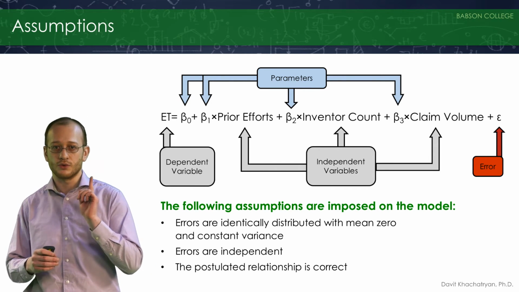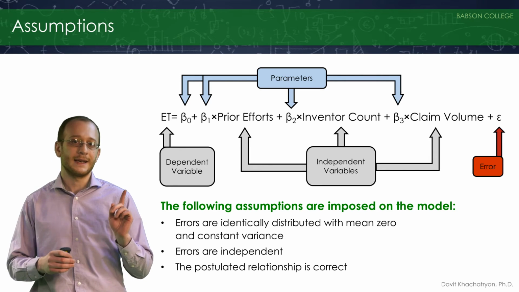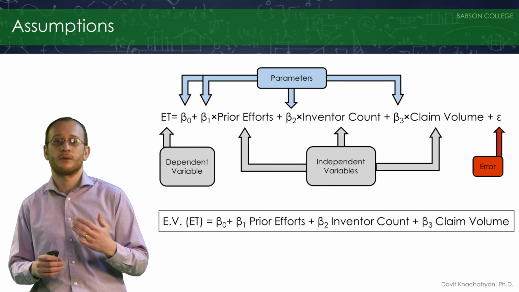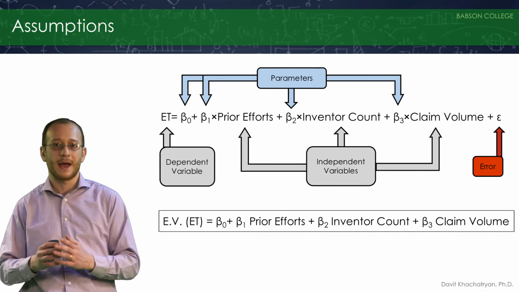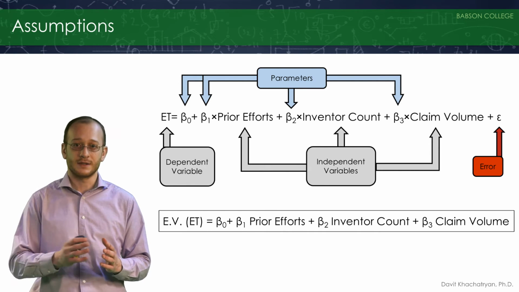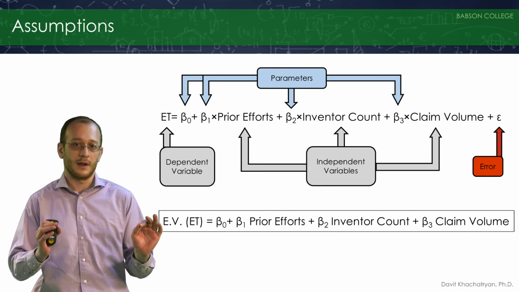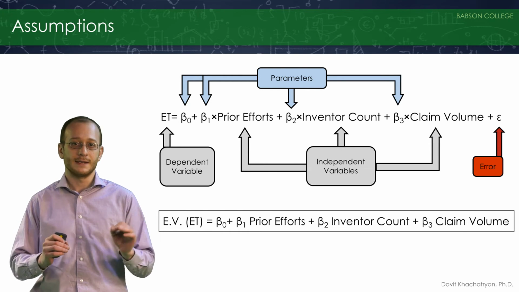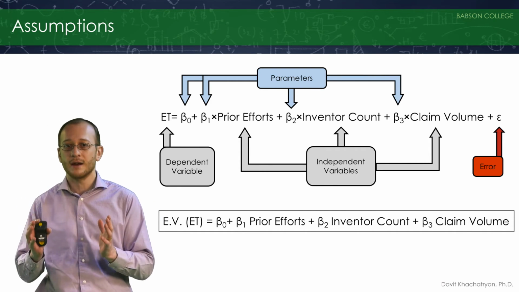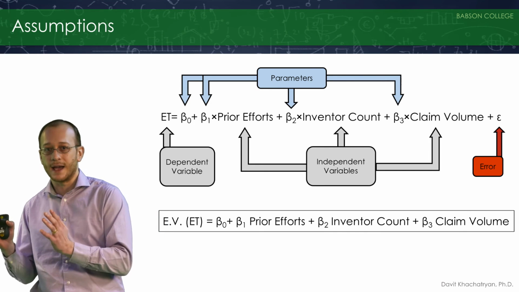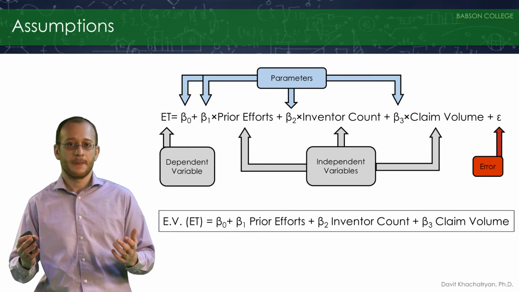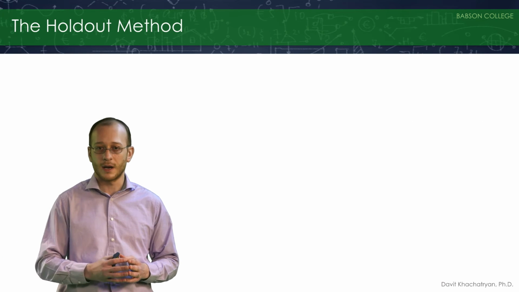Here is something you should remember though, that what we are modeling is the expected value of the exam time, not the time itself. In other words, what we are trying to model for regression is the average examination time for a patent document with a given number of prior efforts, a given number of inventors responsible for it, and a certain claim volume. In the formula that you have at the bottom of the slide, EV is an abbreviation of an expected value of the examination time of a patent application with characteristics that appear on the right-hand side of the regression equation.